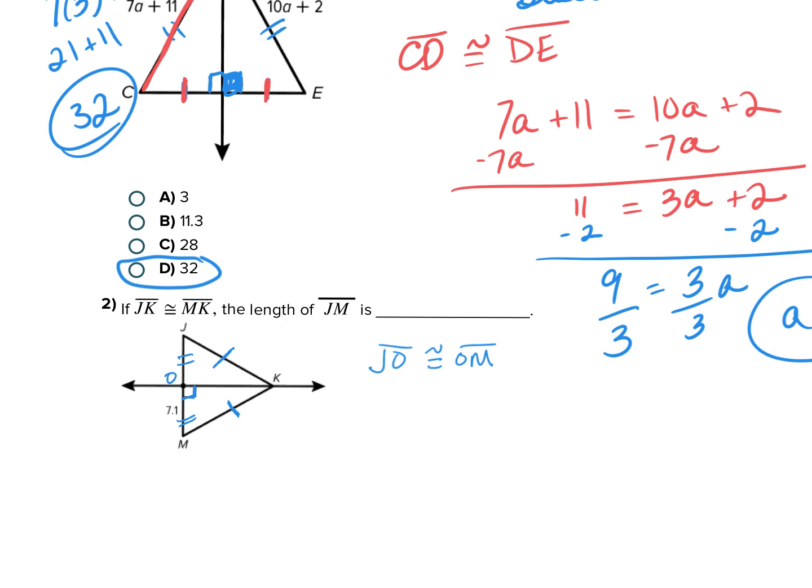Okay, so each piece is 7.1. Okay, but it wants the length of JM, so that's the entire base. So I need to add 7.1 plus 7.1 to get the total, and that's going to give me 14.2 for the total length.